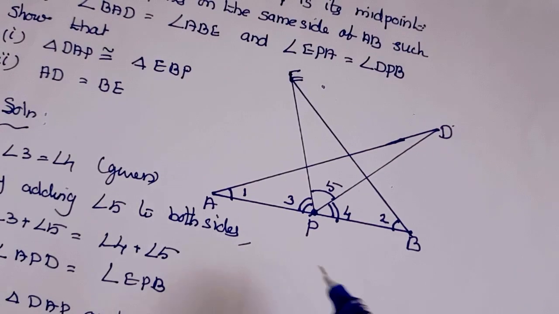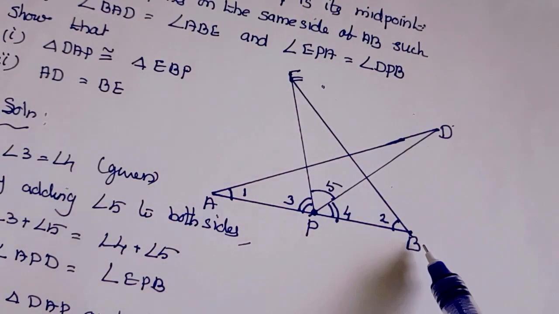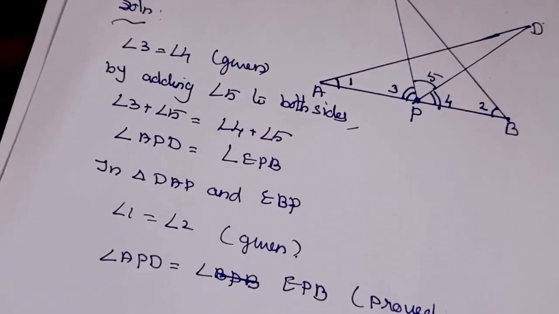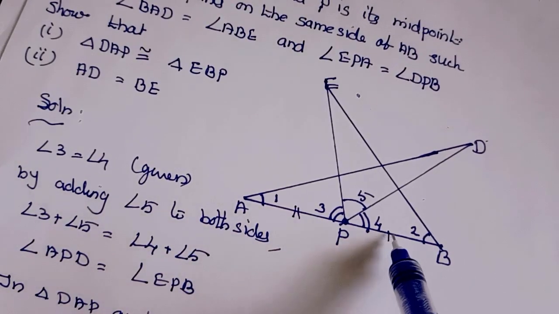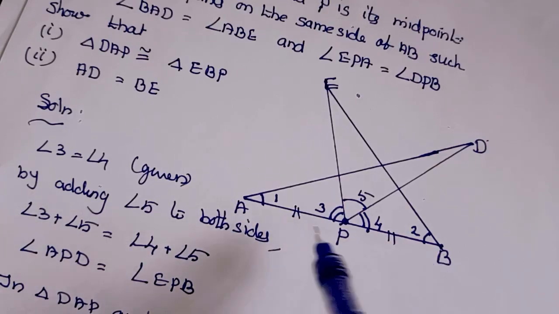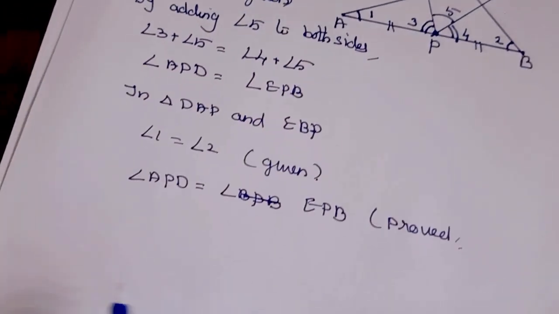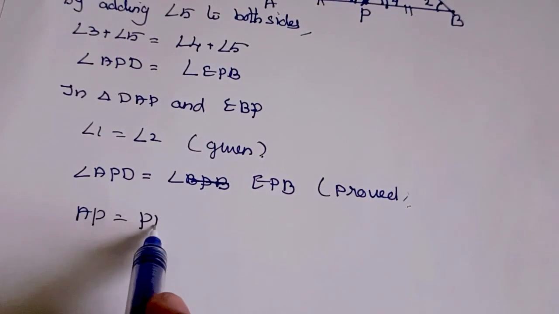Angle APD equal to angle EPB, reason proved. And we have AP equal to PB, since P is the midpoint. It is given that P is the midpoint of AB. Therefore, AP equal to PB. It is given.